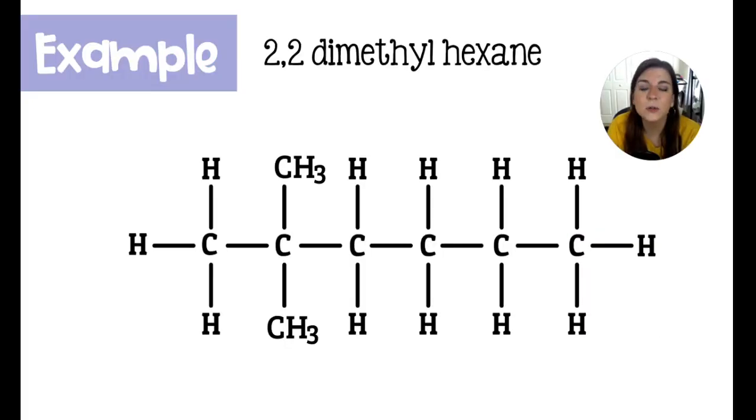This is another example. Here we have a chain of 6 carbons all single bonded to each other, giving us hexane. And on that hexane, we have 2 methyls. They are on the same carbon. So we'd have to list 2 twice. So 2,2 tells us we have the dimethyl, the 2 methyls, each on carbon 2. A lot of 2s.